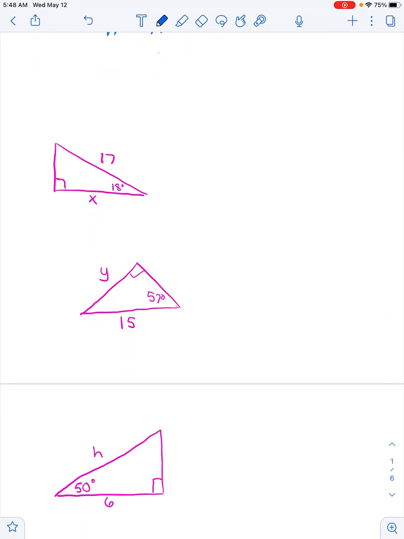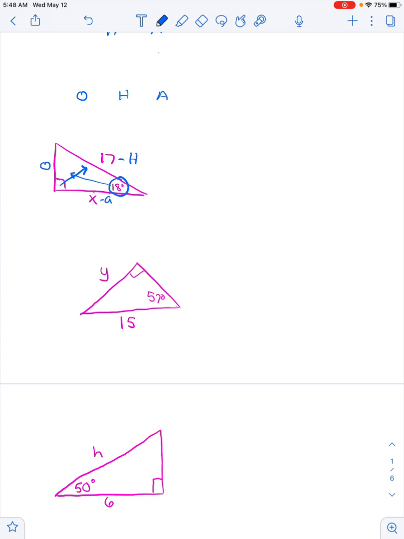For this one, we want to solve for x. So x is right here. I go to my angle. From this angle, I need to identify x and 17. Are they opposite, or hypotenuse and adjacent? Which one is which? From 18, this side would be the opposite side. My hypotenuse would be opposite the right angle, so this is the hypotenuse, and this is my adjacent side next to it.